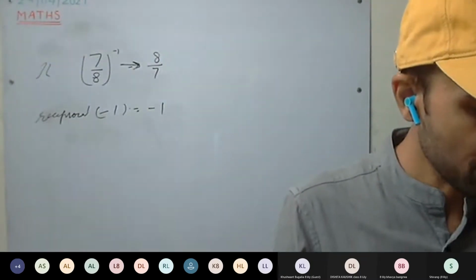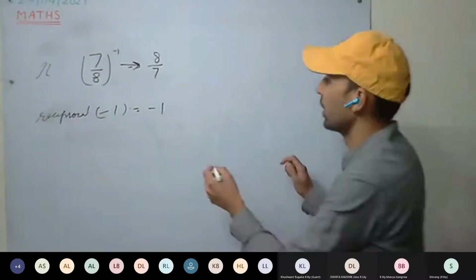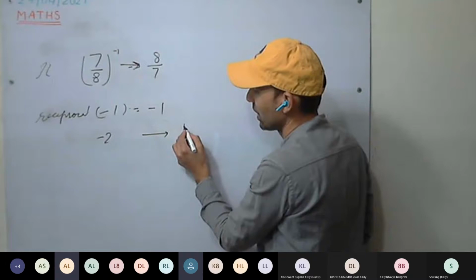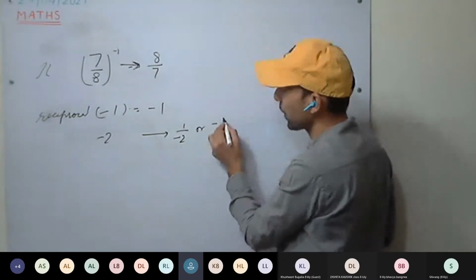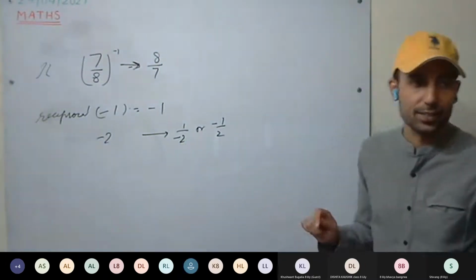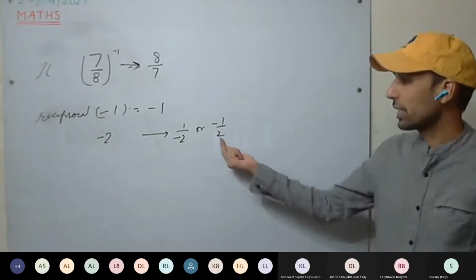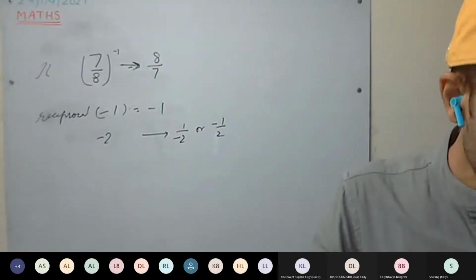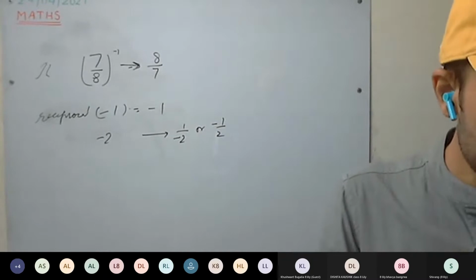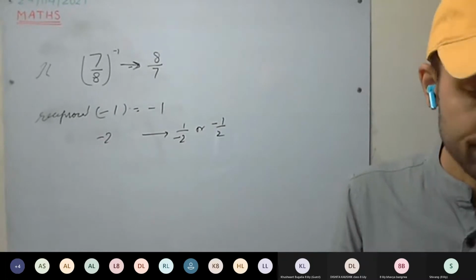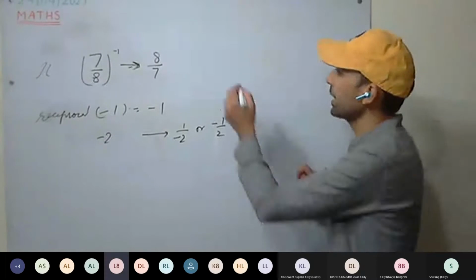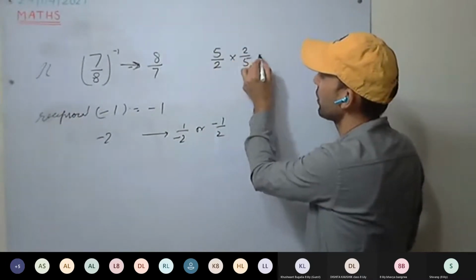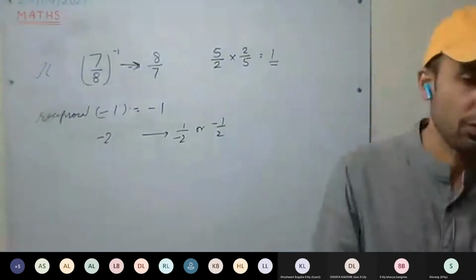-2 is the reciprocal of? 1 upon -2, or we can write -1 upon 2. Both are the same numbers; we can write either. The product of a non-zero rational number and its reciprocal is? Take any non-zero number 5 by 2. Its reciprocal is 2 by 5. The product is always 1.